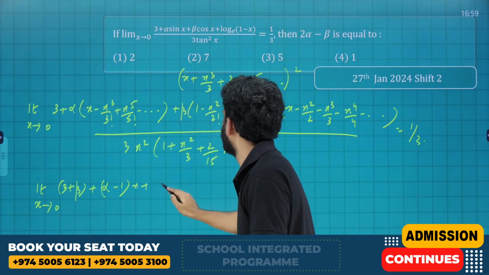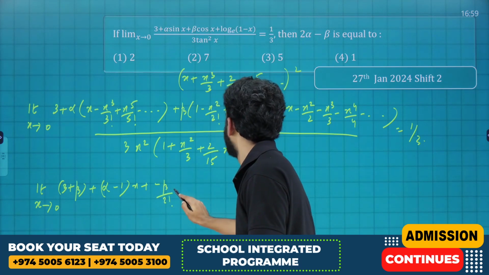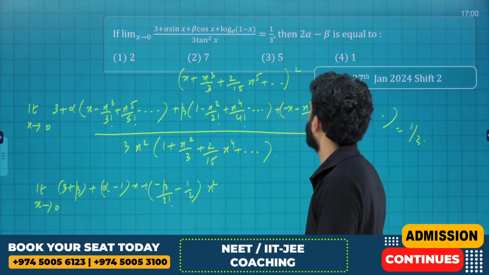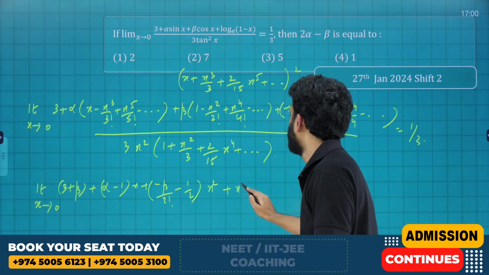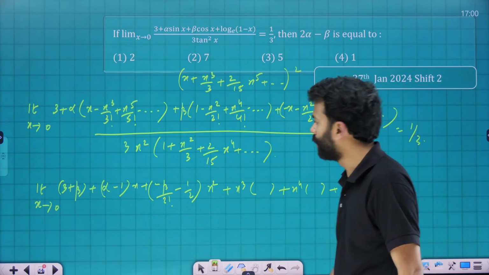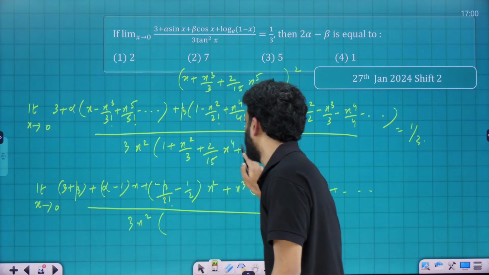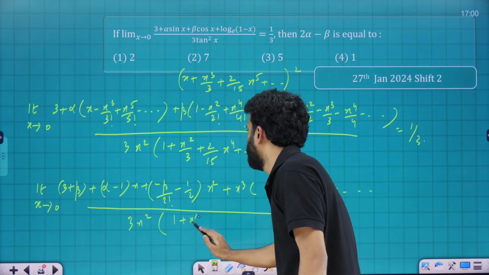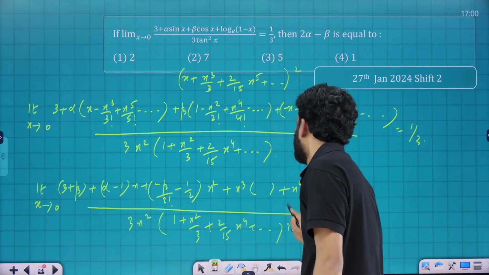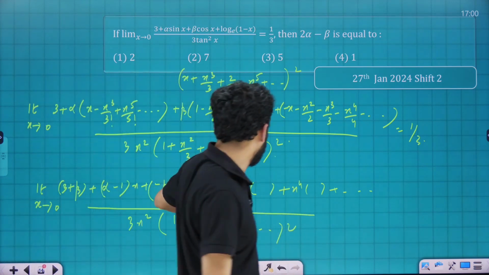There is no alpha here; it is minus beta by 2 factorial and minus 1 by 2, into x square. The next term will be x cube into something, the next will be x to the 4 into something, and it goes on like that, divided by 3 into x square into (1 plus x square by 3 plus 2 by 15 x raised to 4 plus etc.) the whole square. I forgot to add the x square. So it is reduced to this.